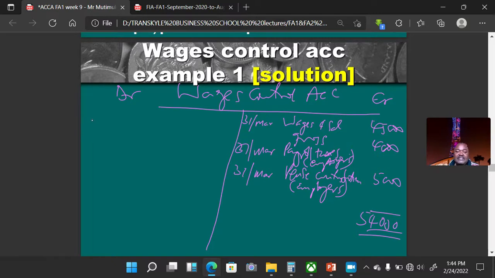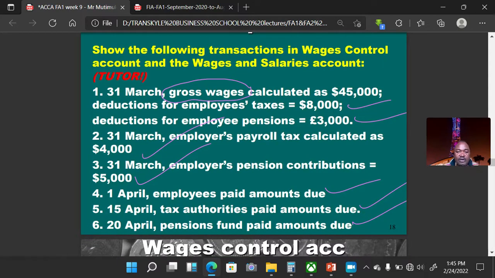We know that the first entry should be, let's say, 1 April. The first entry should be the net pay to employees. Let us determine the net pay to employees. How do we get that? We know that their gross was 45,000, and then we have to deduct their deductions. We go to the question: how much was deducted from the employees? 8,000 was deducted. But what else? The pension contribution was 3,000.